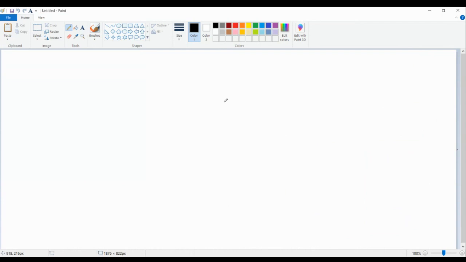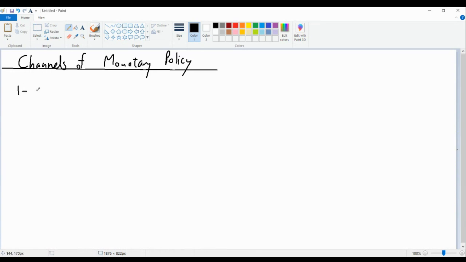But broadly, I would say the channels of monetary policy come in three bags. One is interest rate effects, so things that somehow or other affect the cost of borrowing.